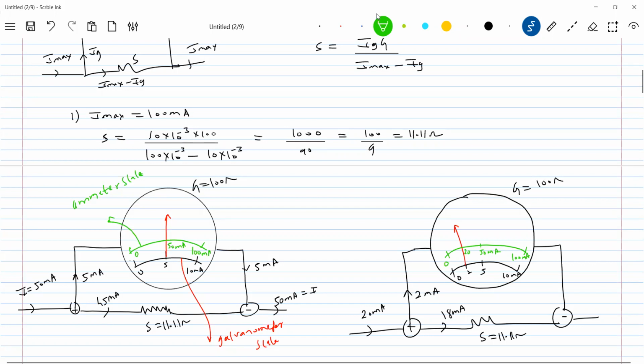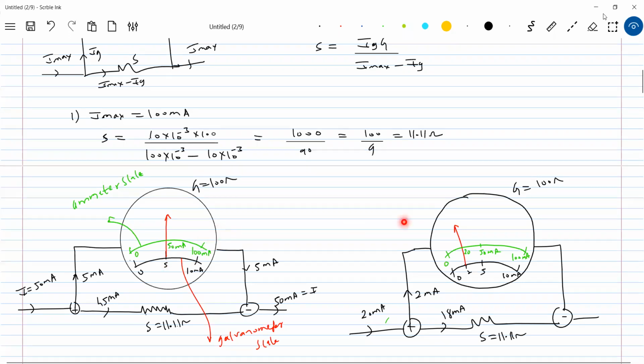If you cover this galvanometer scale and look at only the green color scale, that one is the ammeter scale. When 20 milliampere flows here, how much here? The pointer will be at 20 milliampere. When 50 milliampere, the pointer will be at 50 milliampere. When 100 milliampere, 10 milliampere will flow here, and the pointer will come to 10 milliampere. Close this scale, then it will indicate 100 milliampere.